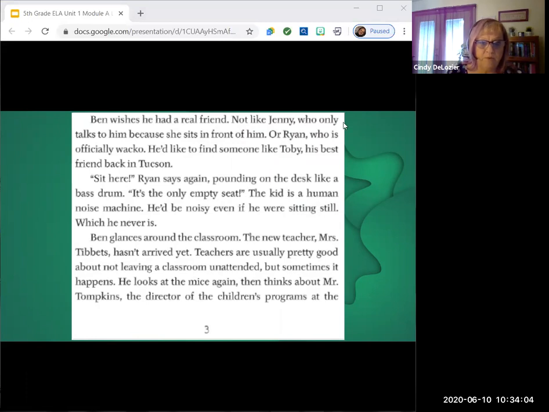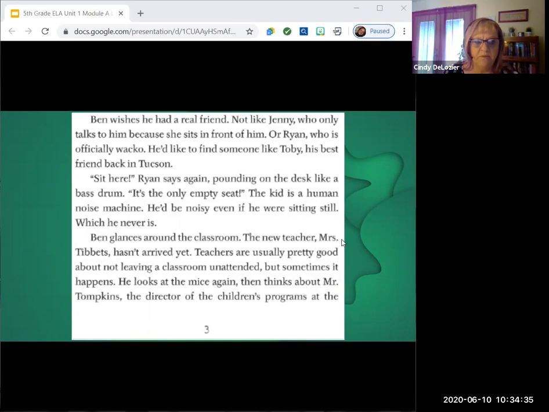Ben wishes he had a real friend, not like Jenny, who only talks to him because she sits in front of him, or Ryan, who is officially wacko. He'd like to find someone like Toby, his best friend back in Tucson. "Sit here," Ryan says again, pounding on the desk like a bass drum. It's the only empty seat. The kid is a human noise machine. He'd be noisy even if he were sitting still, which he never is.